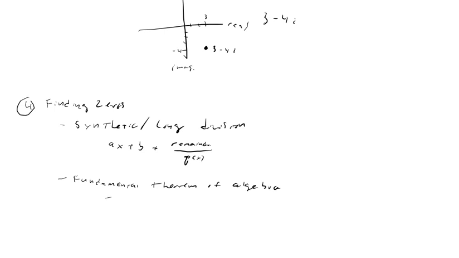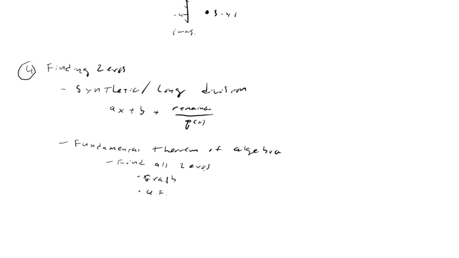Where you find all the zeros doing what we just did with graphs, right? You take a graph, you find the quadratic formula, you do the synthetic division, etc. All those tools we just talked about, finding zeros with those things.